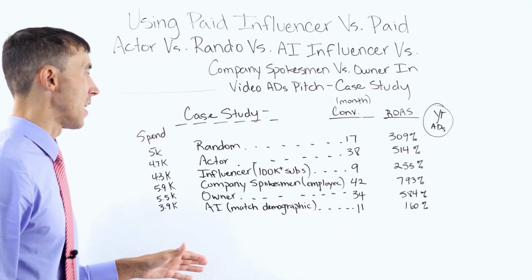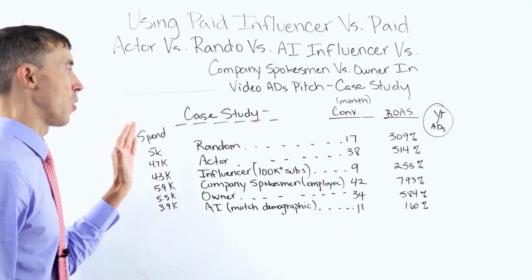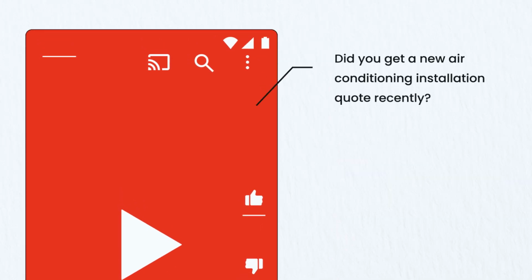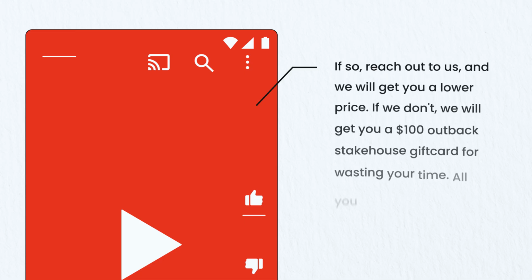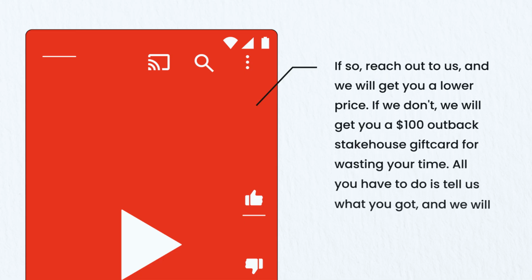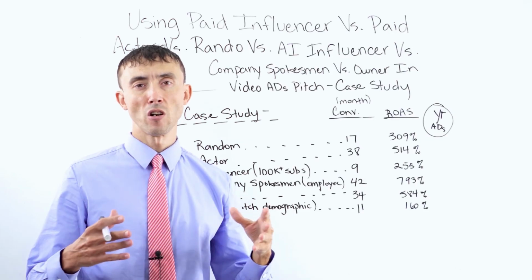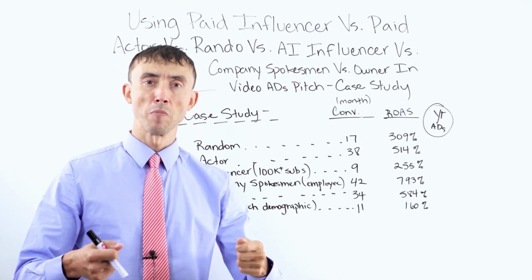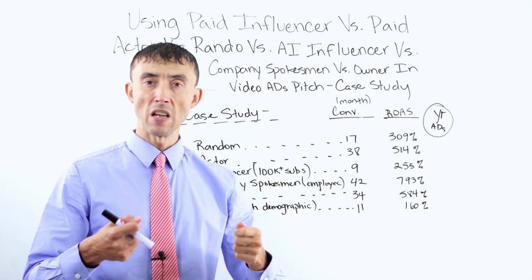So with that said, going over this case study and what we actually tested here. It was a video ad pitch where we said, did you get a new air conditioning installation quote recently? If so, reach out to us and we'll get you a lower price. And if we don't, we'll get you a $100 Outback Steakhouse gift card for wasting your time. All you've got to do is tell us what you got as far as a quote, and we guarantee to beat it. The terms are, you have to submit your quote in writing for us to be able to beat it, because we're not going to promise to beat it otherwise.